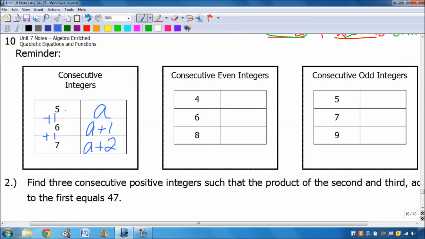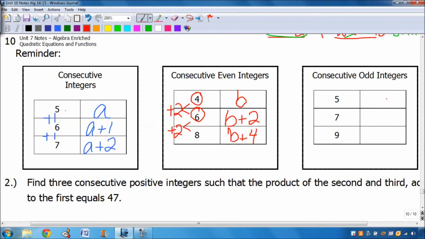All right, so if you have consecutive even integers, to go from one integer to the next, you have to add 2, and then to go from the next one to the third one, you have to add 2 again. So if the first one is b, the next one would be b plus 2, and then the next one would be b plus 4, okay? And then same thing with odd integers.